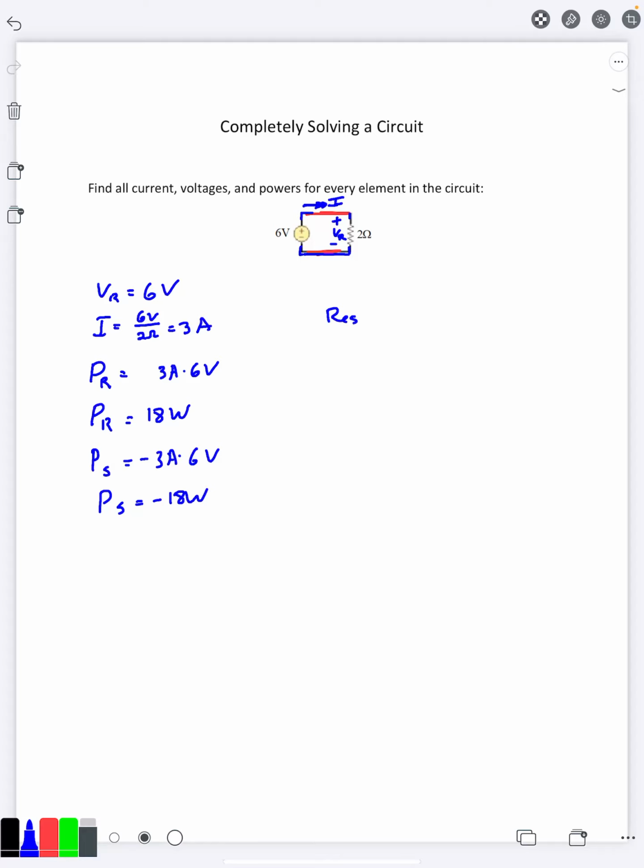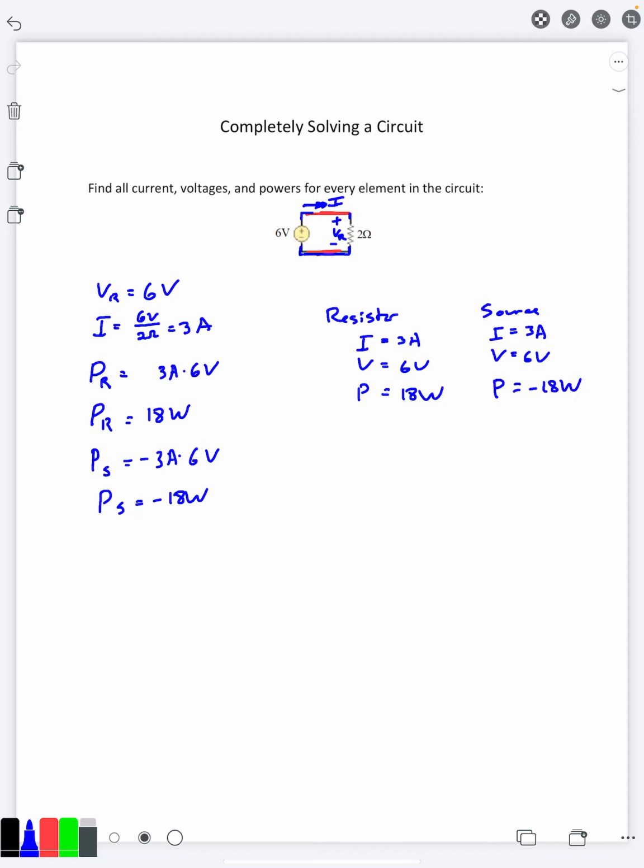And so we have the following here. For the resistor, the current is 3 amps. The voltage is 6 volts. And the power is 18 watts. And for the source, the current is 3 amps. The voltage is 6 volts. And the power is negative 18 watts.